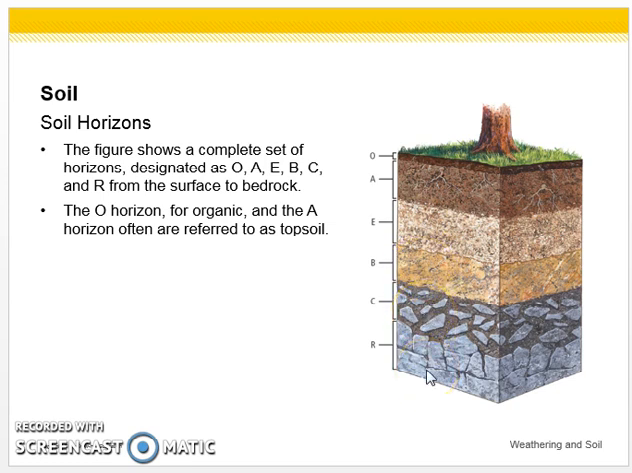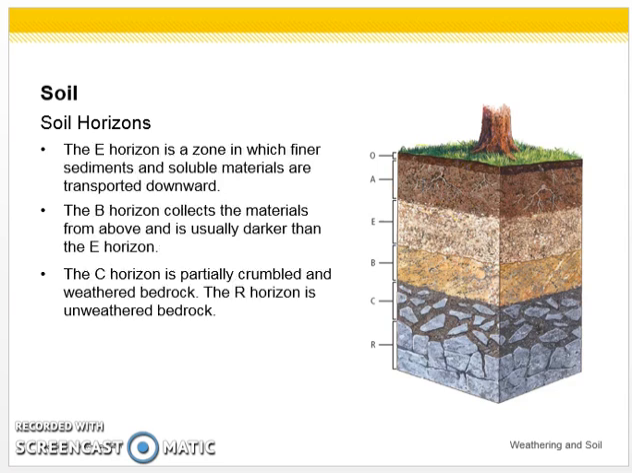R is the surface of bedrock. O is this very thin layer right underneath the grass. Okay, it's this very dark, thin line. That part, and A, the A horizon, often is referred to as topsoil.